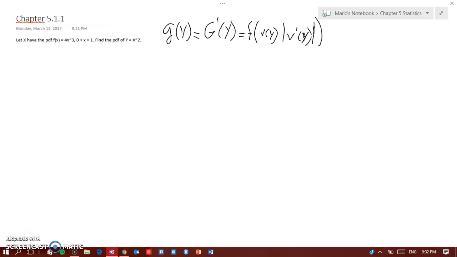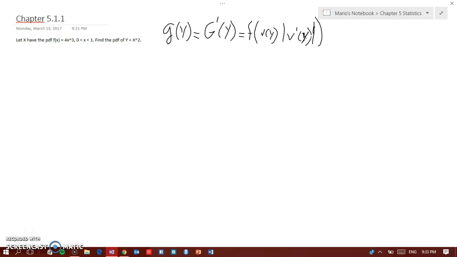Alright guys, so here it says let X have the PDF of 4x cubed, interval 0 to 1, and it said to find the PDF of Y equals X squared. So I put the formula for you. The little g of y is equal to the derivative of big G of y, which is f of v of y times the absolute value of v prime of y.